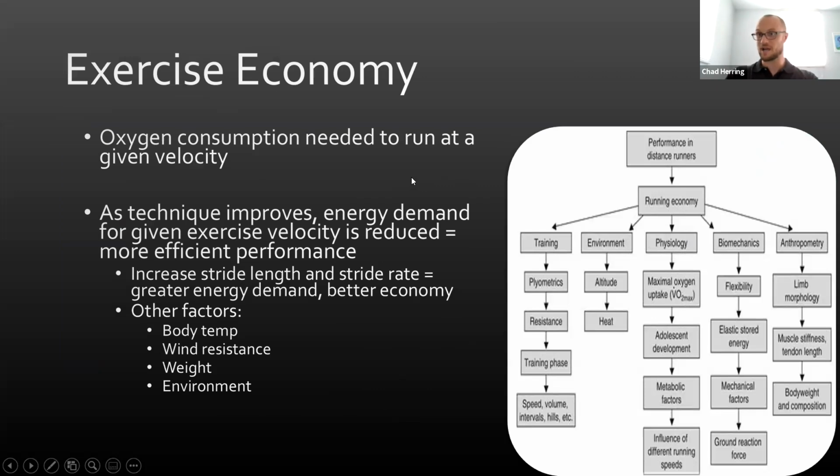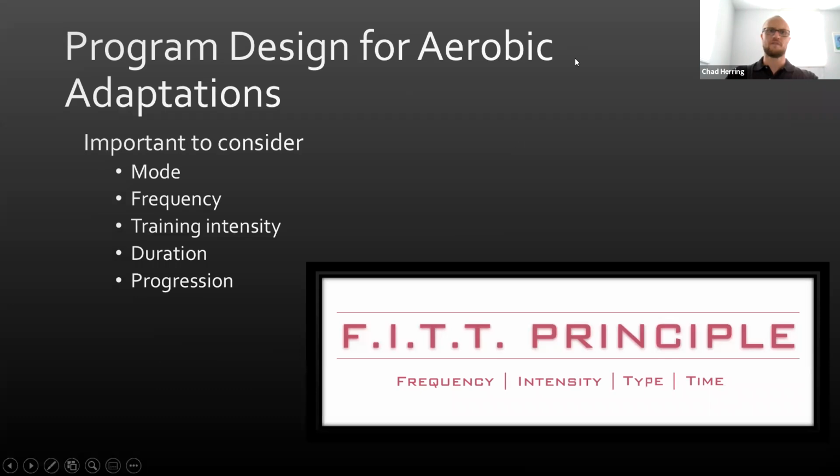Okay, I don't need you guys to memorize these, but running economy essentially is how efficient we are at running. Obviously over time we're going to get more efficient. So not only are we changing our physiology, but now we're becoming more efficient, so we're not using as much energy per output. Okay, finally, program design for aerobic adaptations. We have to consider the mode, frequency, intensity, duration, and progression.